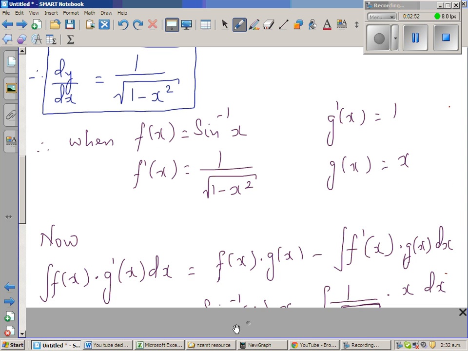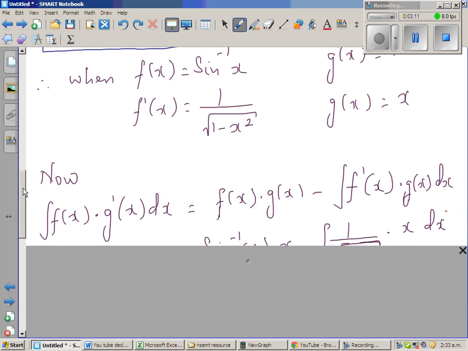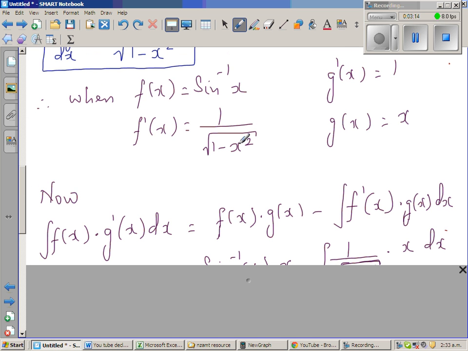Now this is the integration by parts formula. The integration of f of x times g dash x dx is equal to f of x times g of x minus the integration of f dash x times g of x dx. Now it's an easy formula to remember. You integrate this line: this times this is equal to the product of these two, minus the integration of this line. That's how I remember.